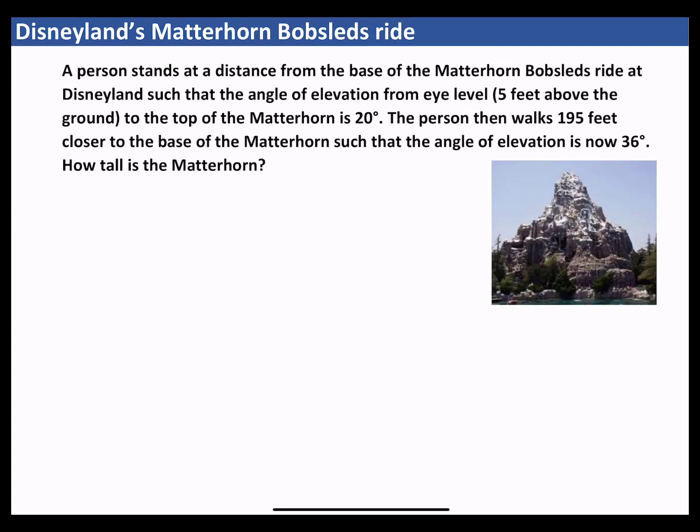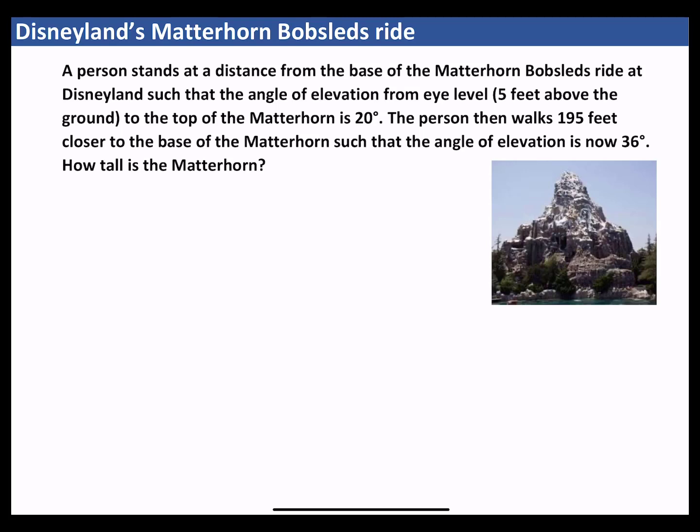So a person stands at a distance from the base of the Matterhorn bobsled ride at Disneyland such that the angle of elevation from eye level, which is 5 feet above the ground, to the top of the Matterhorn is 20 degrees. The person then walks 195 feet closer to the base of the Matterhorn such that the angle of elevation is now 36 degrees. How tall is the Matterhorn?